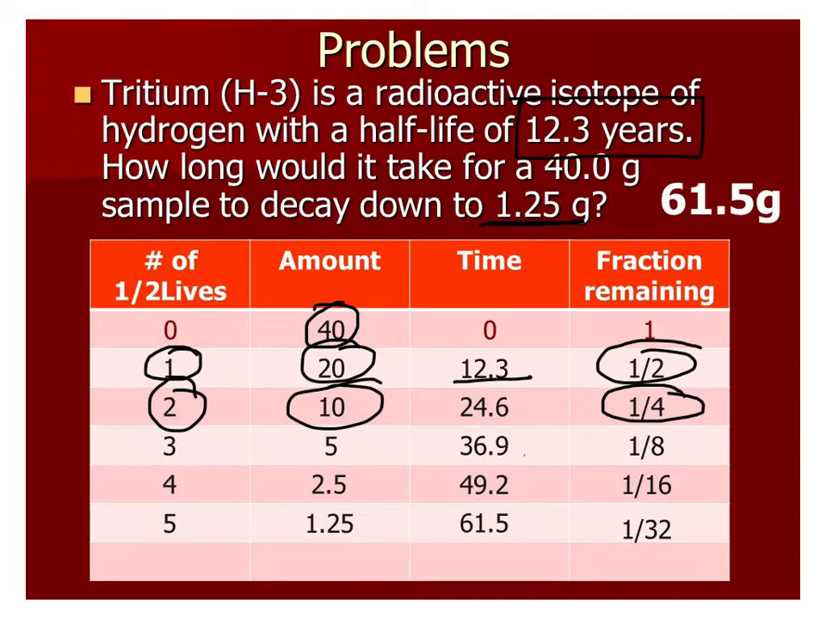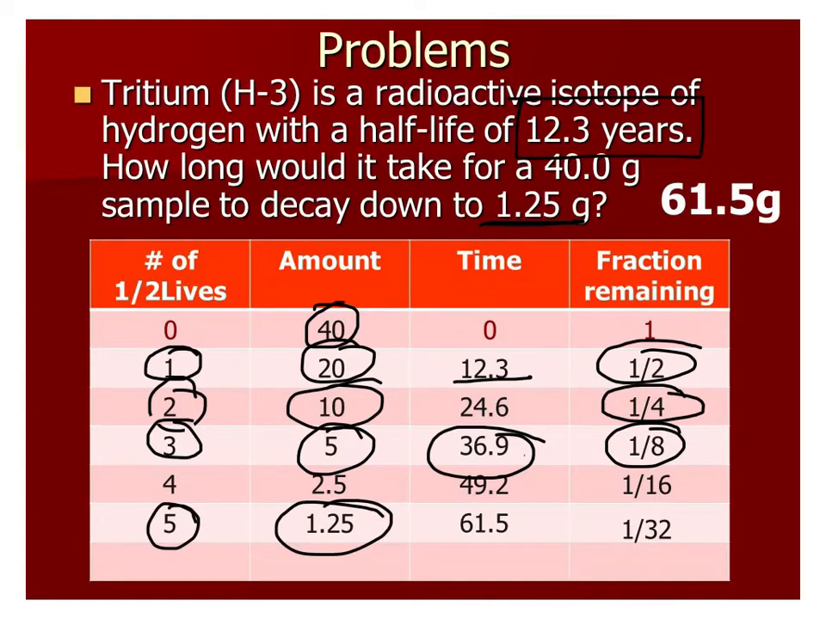Now let's look at the next one. We've got down to another 3 here, and we've taken half of 10. That's 5. And that's now taken us 36.9 years, and we have 1/8 of the material left that we started with. And you can see if we go all the way down to 5, we get our 1.25. This is 61.5 years, and we have 1/32 of our material remaining.